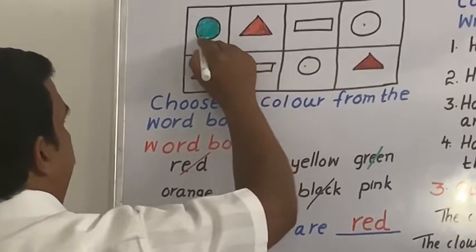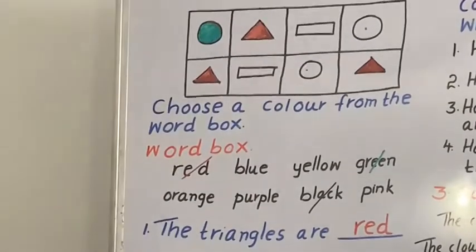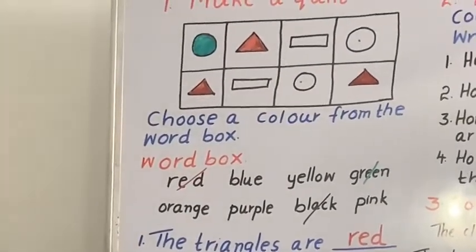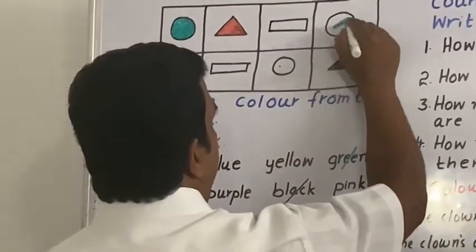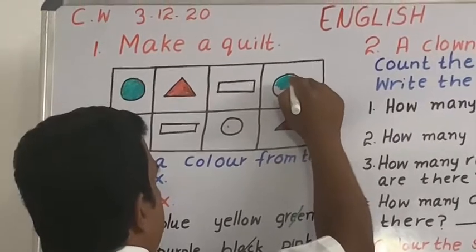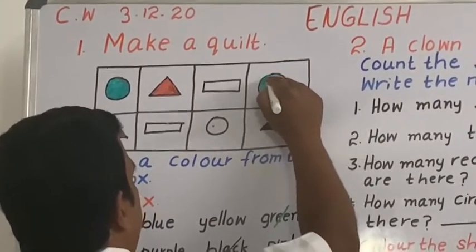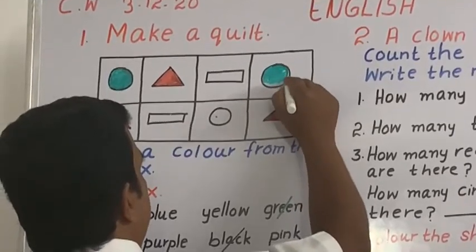Okay, completed. Oh, you are very fast. Yeah, because with marker it is very difficult to color. That's why. Okay, you can do it very fast with your crayons or sketch pen or color pencils. I need some time to color. So who completed, just wait.